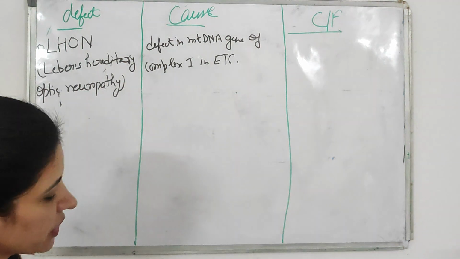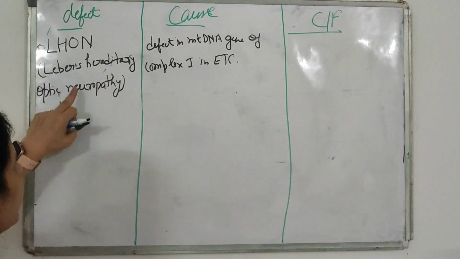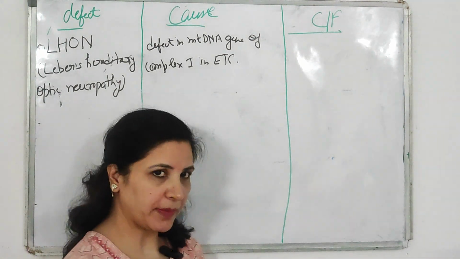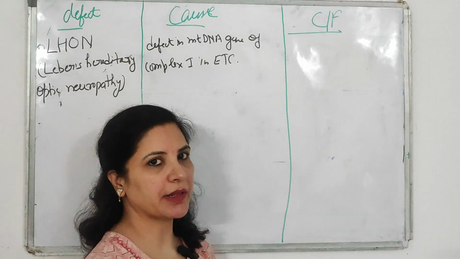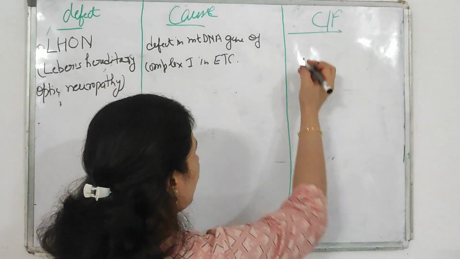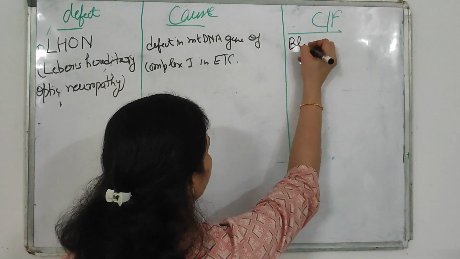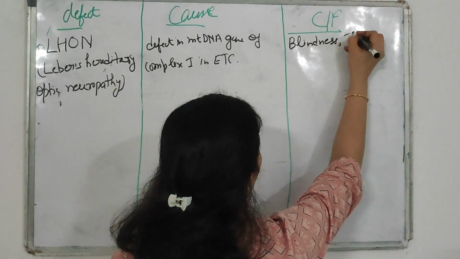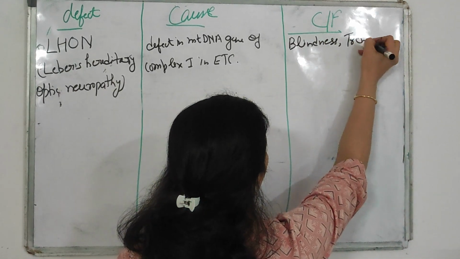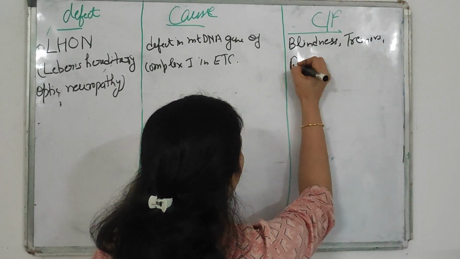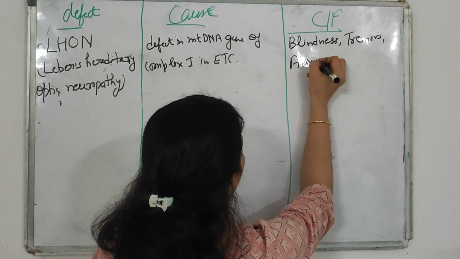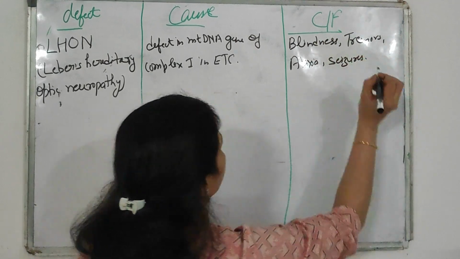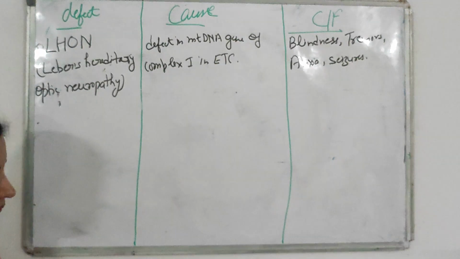So what clinical features will you get in it? As this is optic neuropathy, it will affect which organs? Optic means the eye is affected, neuropathy means the brain is affected. So the patient presents with blindness, and the patient presents with tremors, ataxia and seizures. These are the clinical features you will get in LHON.